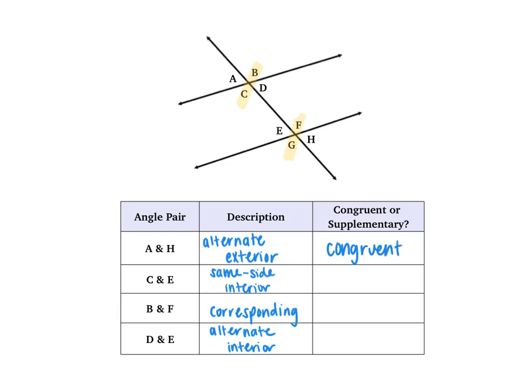C and E, here I have one that is and one that's not, so that tells me it's supplementary. B and F, both highlighted, that means congruent. And finally, D and E, both not highlighted, again, they're the same, so that means congruent.